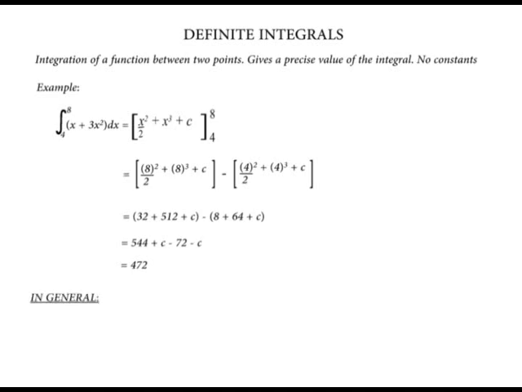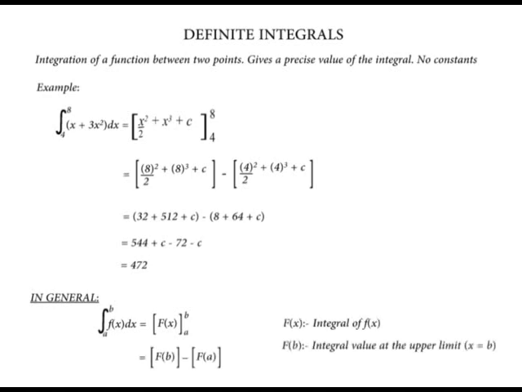In general, the integral of f(x) with respect to x from x is equal to a to x is equal to b is equal to F(b) minus F(a), where F(b) is the integral value at the upper limit, x is equal to b, and F(a) is the integral value at the lower limit, x is equal to a. This expression is called a definite integral. It does not involve the constant of integration, and it gives us a definite value, that is a number, at the end of the calculation.